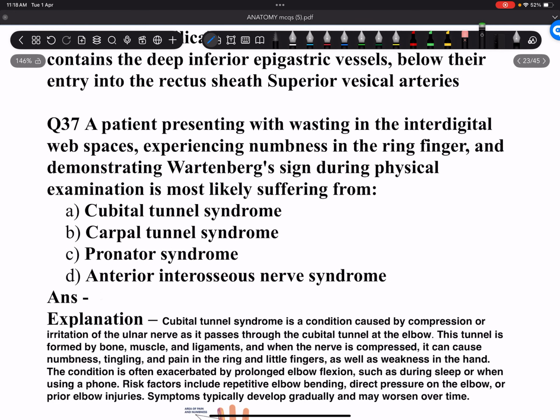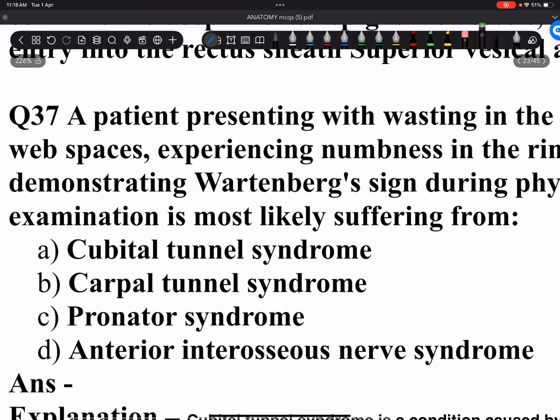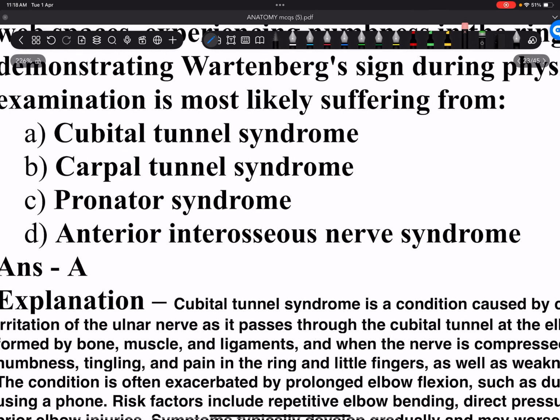Okay, let's come to another question. A patient presenting with wasting in the interdigital web spaces, experiencing numbness in the ring finger, and demonstrating Wartenberg's sign during physical examination is most likely suffering from. Tell me the answer. What would be the answer, guys? Yeah, the answer is cubital tunnel syndrome.